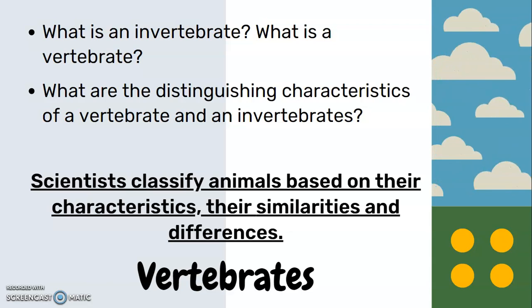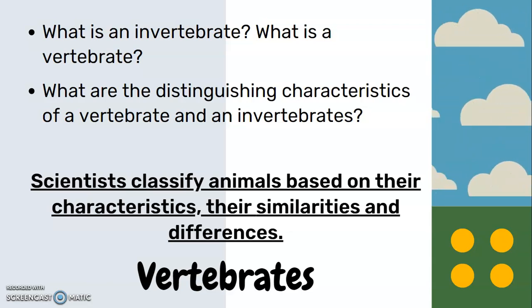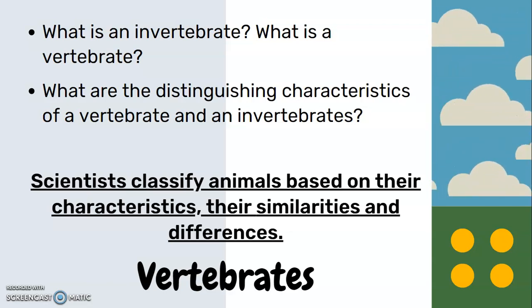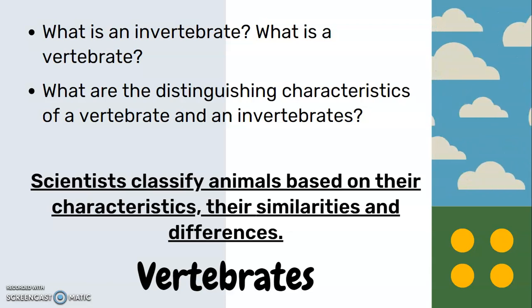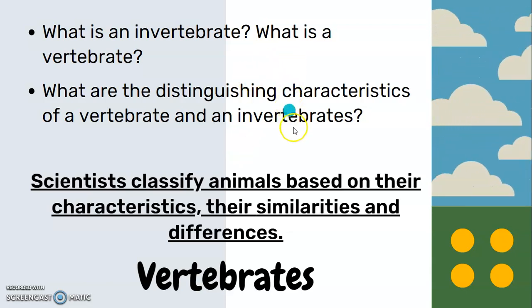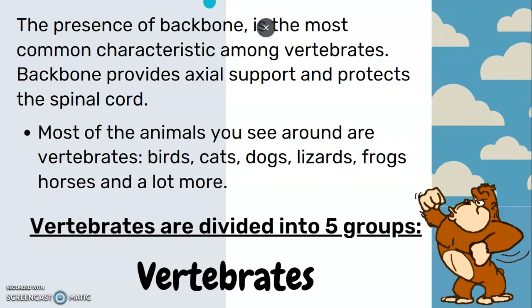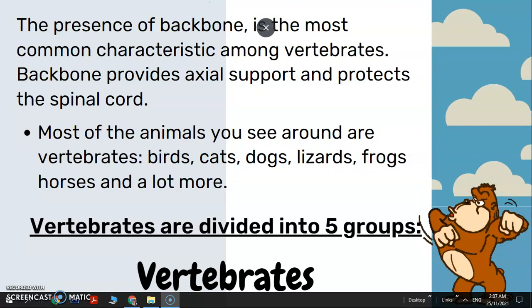Madali lang yan mga kaagham because scientists classify animals based on their characteristics, their similarities, and of course, their differences. But for the meantime, mag-focus muna tayo sa vertebrates. The presence of backbone is the most common characteristic among vertebrates. So, ang pagkakaroon ng backbone ang isa sa mga pangkaraniwang distinguishing characteristic ng mga vertebrates. Backbone provides an axial support and protects the spinal cord.